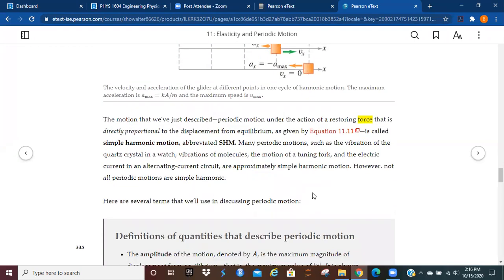So the motion that's just described, a periodic motion under the action of a restoring force that is directly proportional to the displacement from equilibrium, is called simple harmonic motion, SHM. Many periodic motions, such as the vibration of a quartz crystal in a watch, vibrations of molecules, motion of a tuning fork, and the electric current, are approximately simple harmonic motion. But not every periodic motion is simple harmonic.